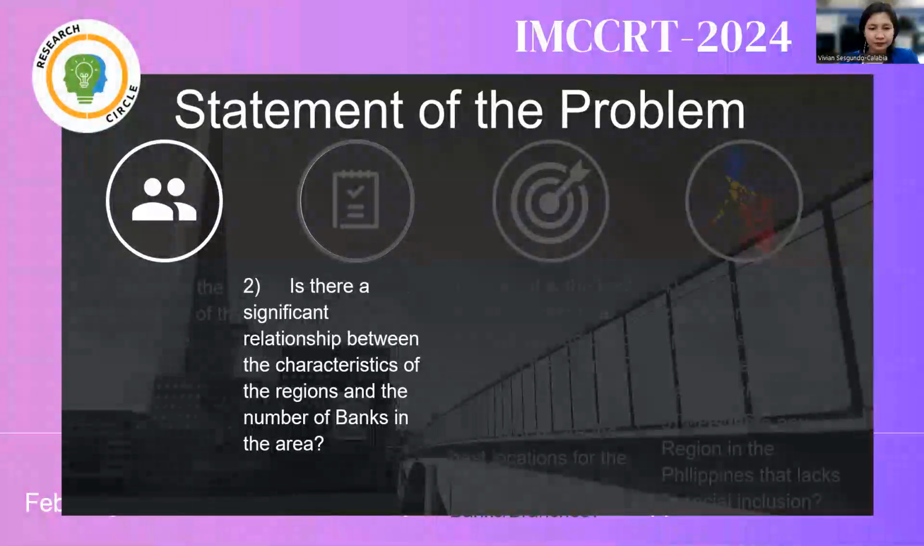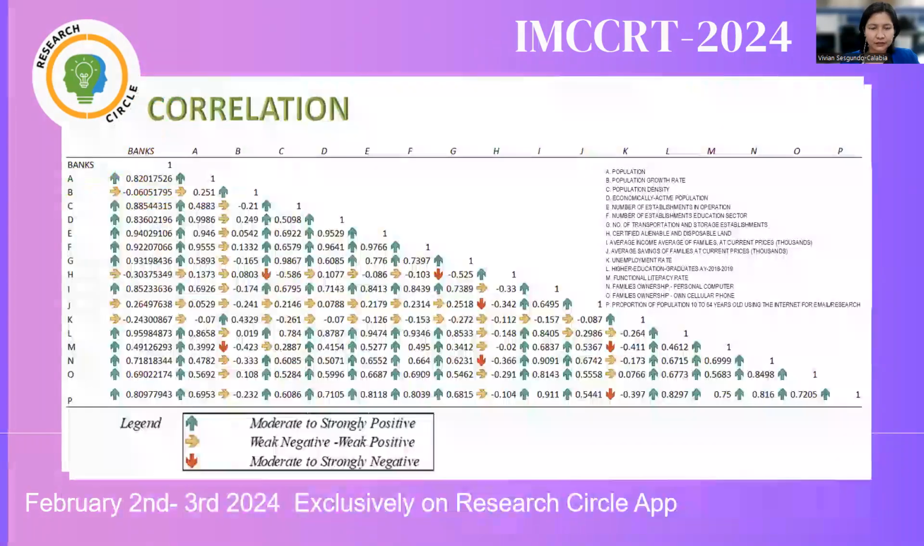And then for problem 2, for the significant relationship, we ran the correlation analysis for the variables. We can see that the population growth rate, certified alienable and disposable land, average savings of families at current prices, and unemployment rate have a weak positive or weak negative correlation with the number of banks.